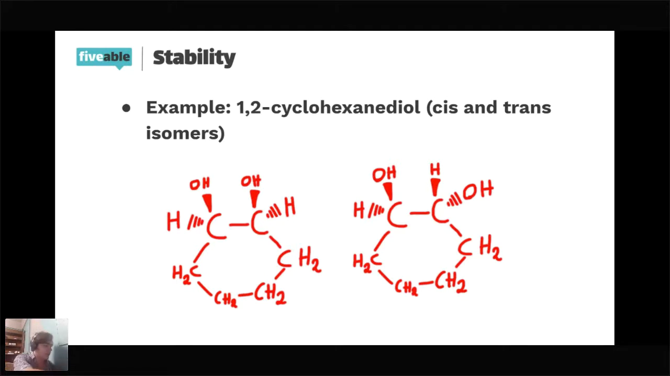I have an example here actually. So this is 1,2-ethane or ethene diol. I'll make this ethane actually. That's probably going to be a better move because now they can rotate.